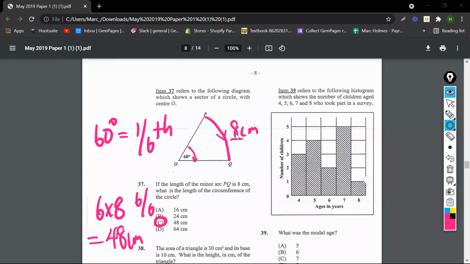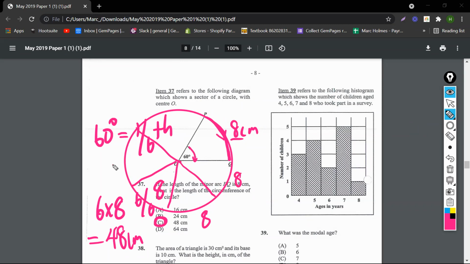And let me just draw a little circle now. So guys, if we ended up with a full circle, this 8 centimeters would just be one part, right? And then let's split it up into 6: 1, 2, 3, 4, 5, 6, right? So it would be 8, 8, 8, 8, and 8, which would be all 48, right? Make sense? Let me rub it out a bit to show you. It's making perfect sense, guys.